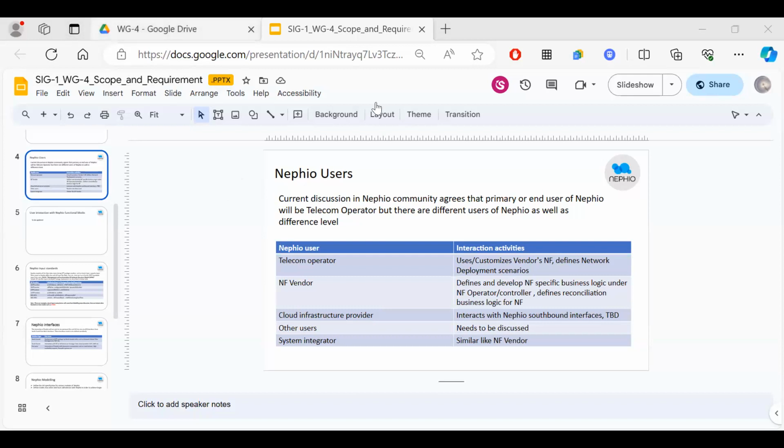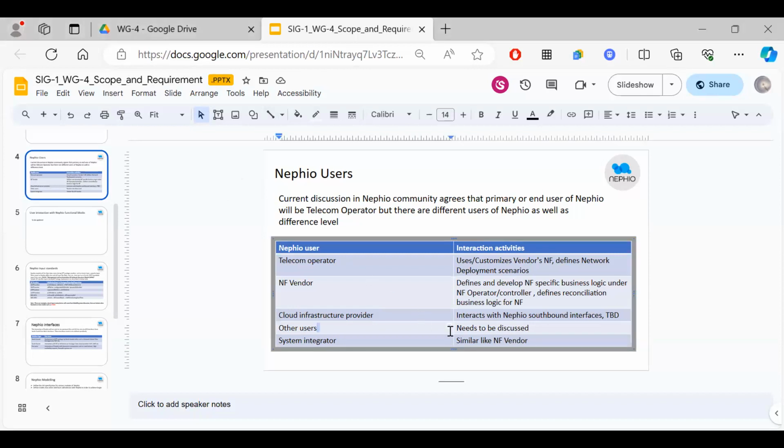So Sandeep, just to correct, system integrator is similar to telecom operator, not the NF vendor. Okay, sorry, that's the one thing. Yeah, please go ahead. Who was talking? I think Bala has his hand raised, so go ahead, Bala.